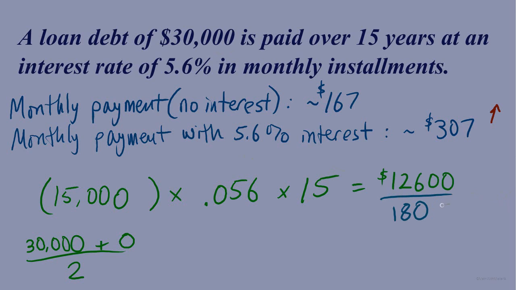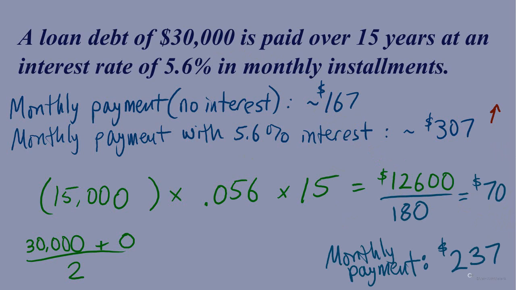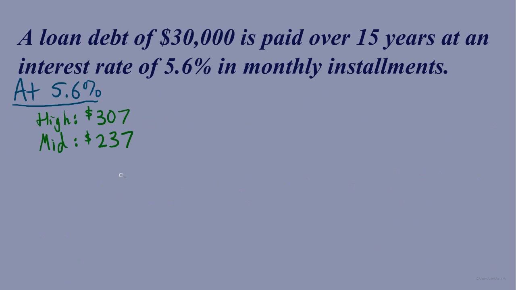Divided over 180 monthly payments equals $70. $70 combined with the $167 toward the balance gives us a total of a $237 monthly payment. Here's the quick recap of those results. At an interest rate of 5.6%, our high estimate was a monthly payment of $307, and using an average balance of $15,000, we calculated for a middle estimate $237 for the monthly payment.